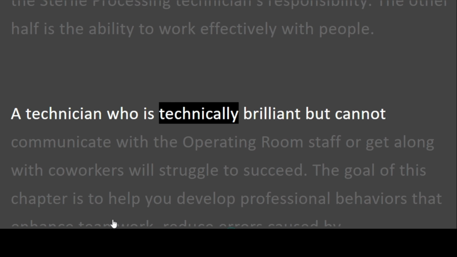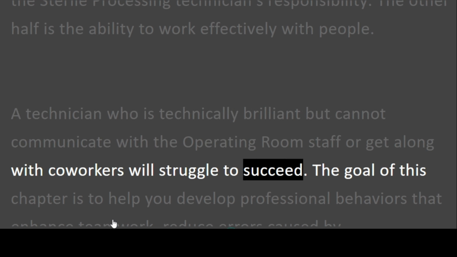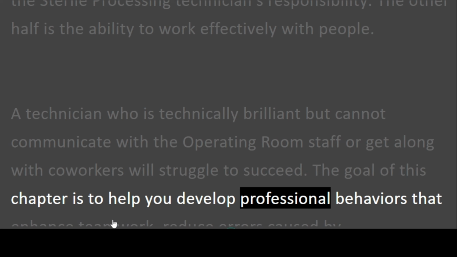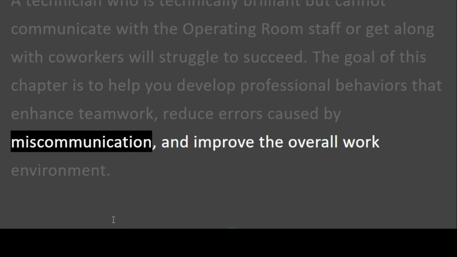A technician who is technically brilliant but cannot communicate with the operating room staff or get along with coworkers will struggle to succeed. The goal of this chapter is to help you develop professional behaviors that enhance teamwork, reduce errors caused by miscommunication, and improve the overall work environment. Let us examine the need for effective communication and human relations skills.